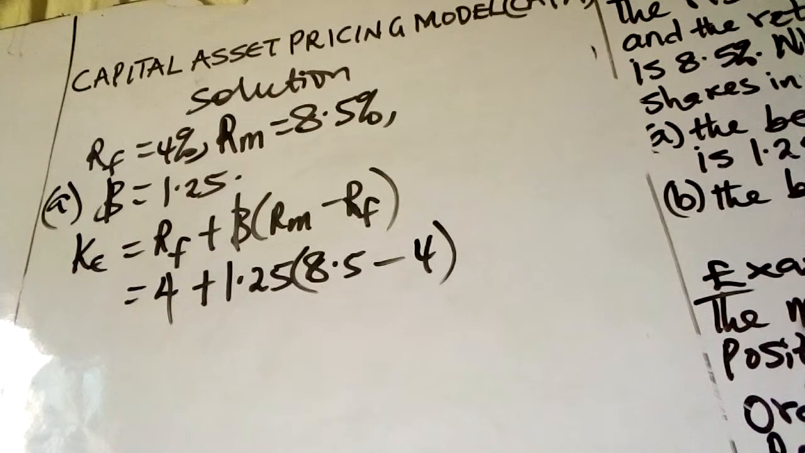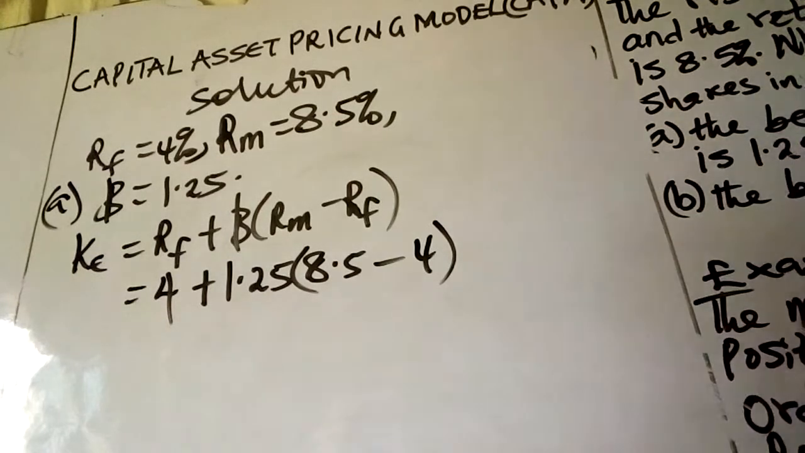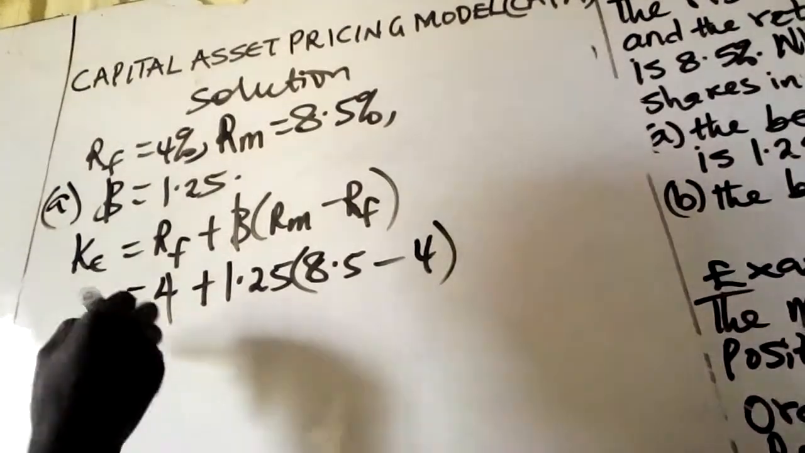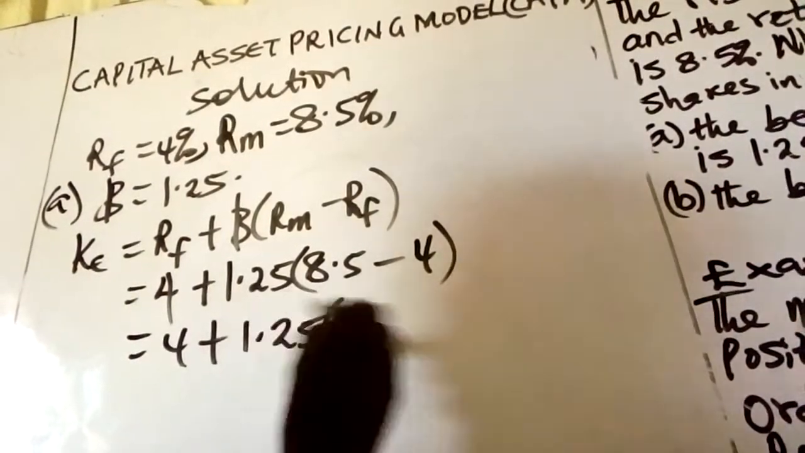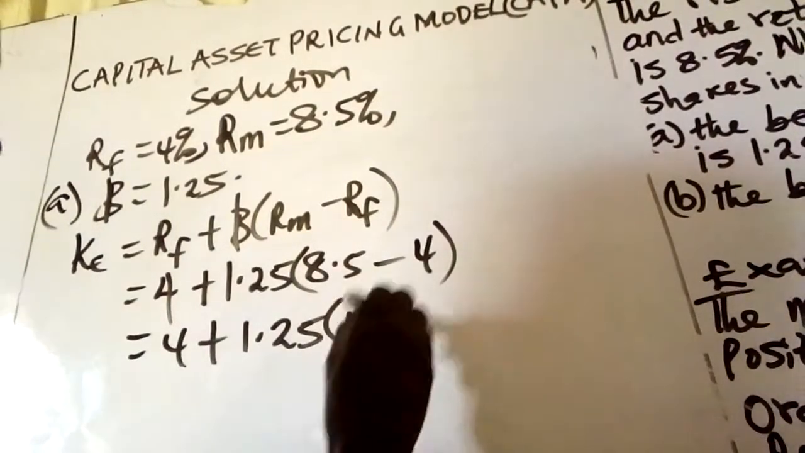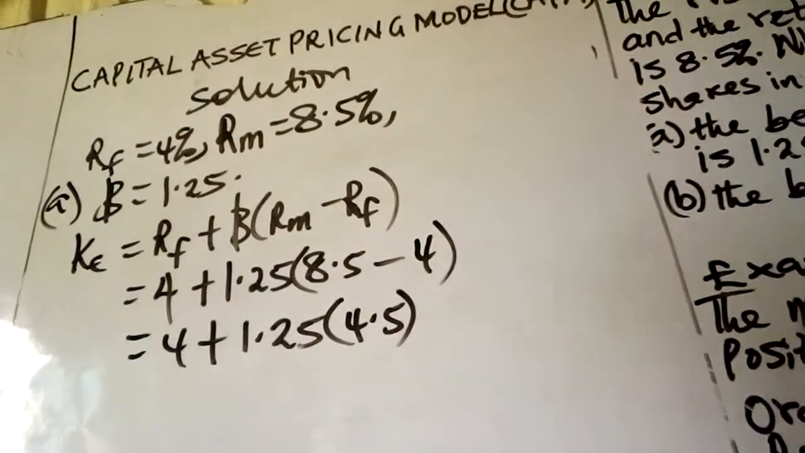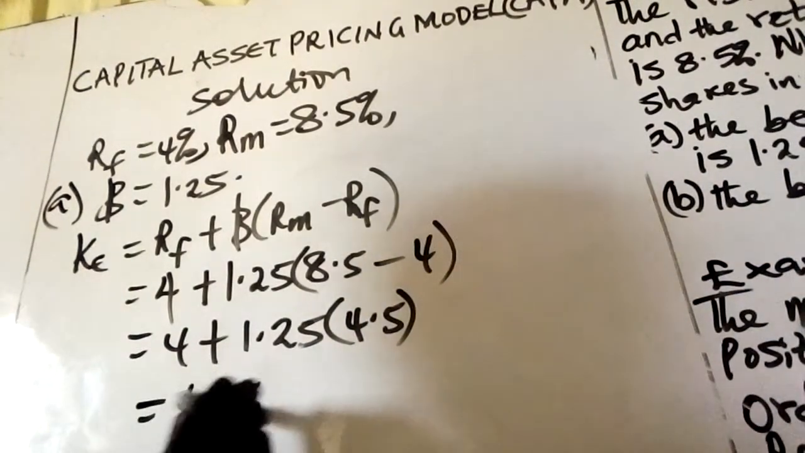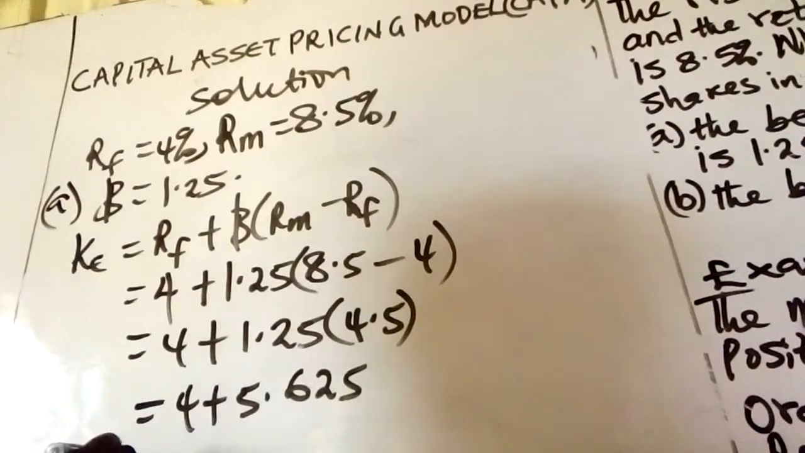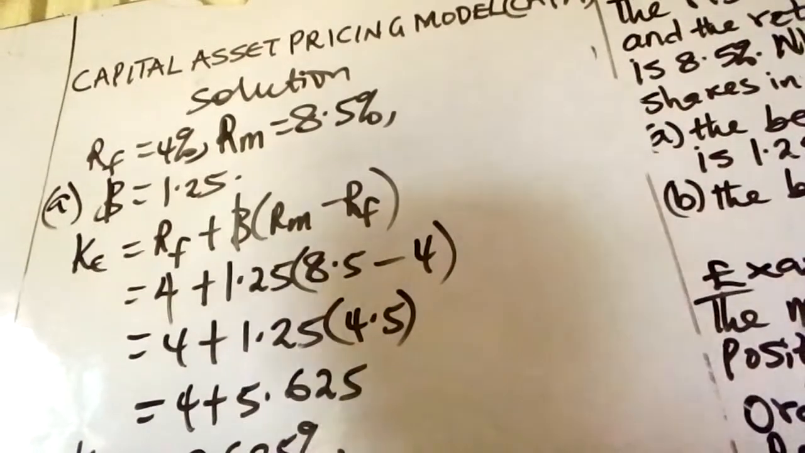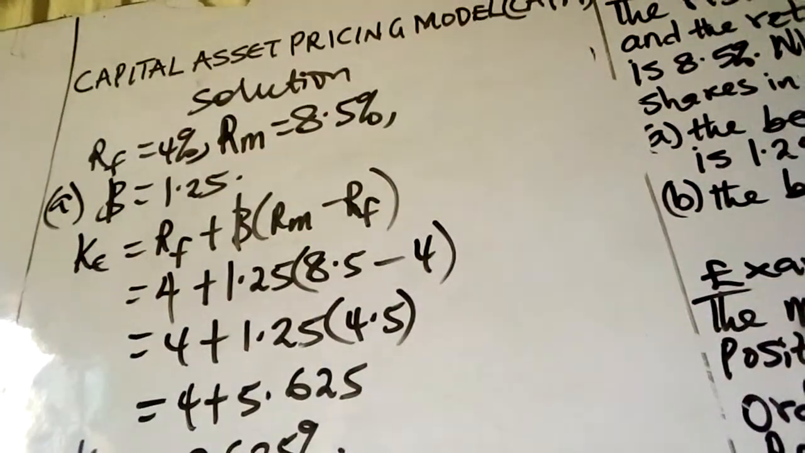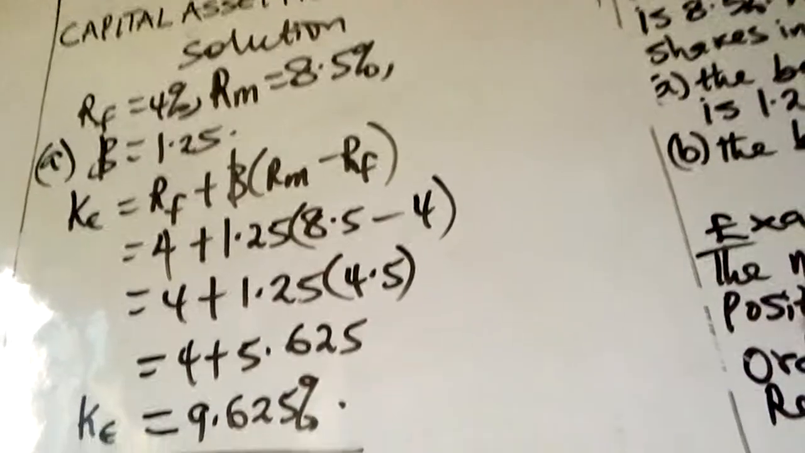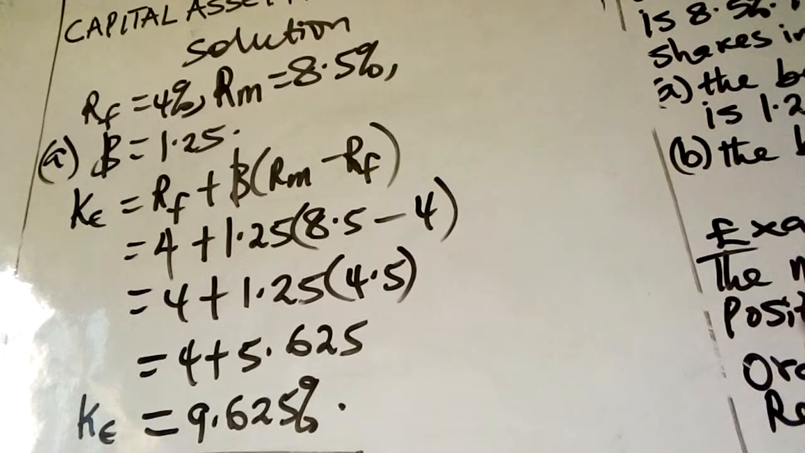Then you subtract. This will be 4 plus 1.25 into 8.5 minus 4. That will be 4.5. 1.25 times 4.5 gives us 5.625. So we have 4 plus 5.625, and when you sum it up, you have 9.625%. Therefore, the cost of equity is 9.625%. That is the solution to A.